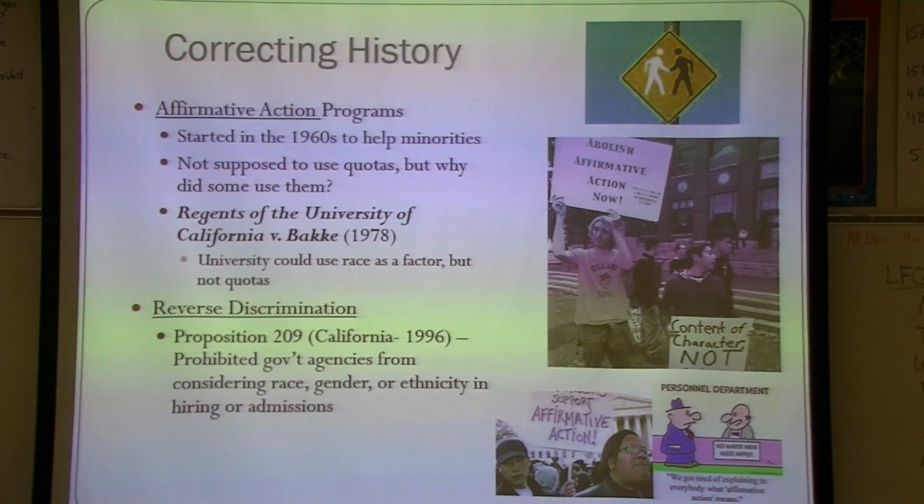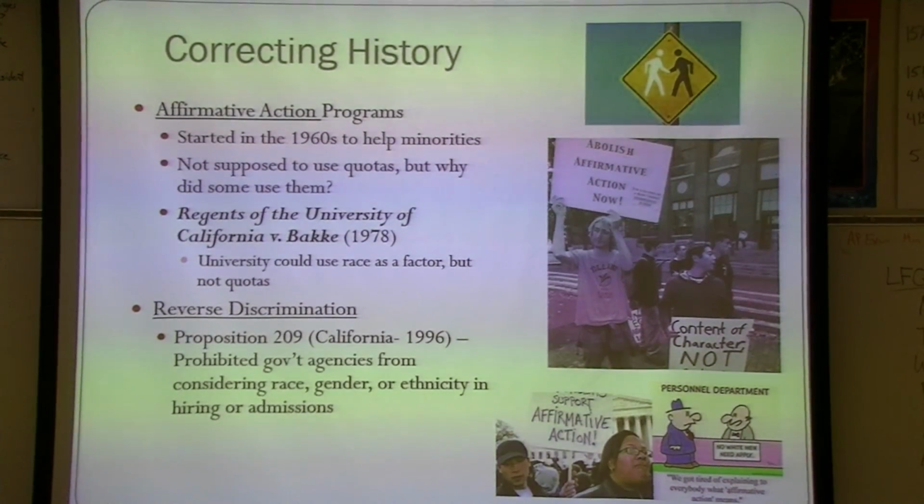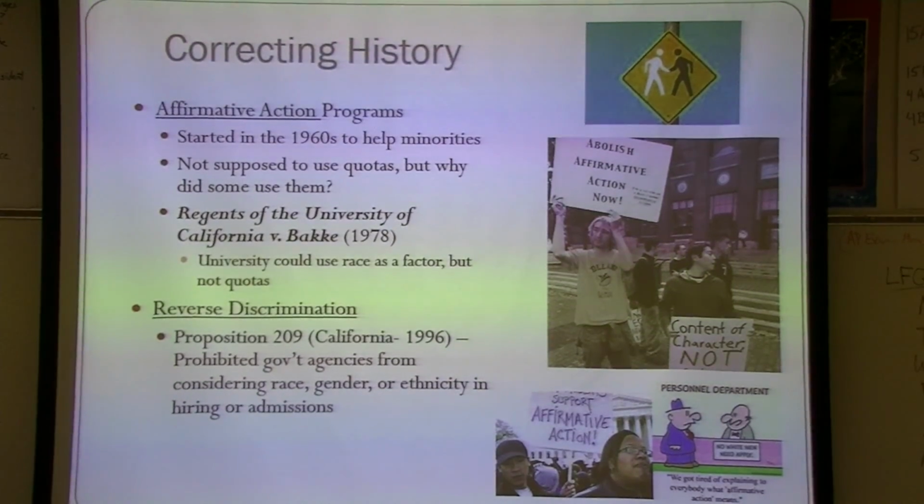Now, the Supreme Court case there, the Regents of California versus Bakke. Bakke sued because he was not admitted to medical school, even though his test scores were higher than some African Americans and Hispanics who were admitted. The medical school had set aside a certain number of seats for various groups, which is a quota. The court ruled that a university could not use quotas. But what made it confusing is they said you could consider race.